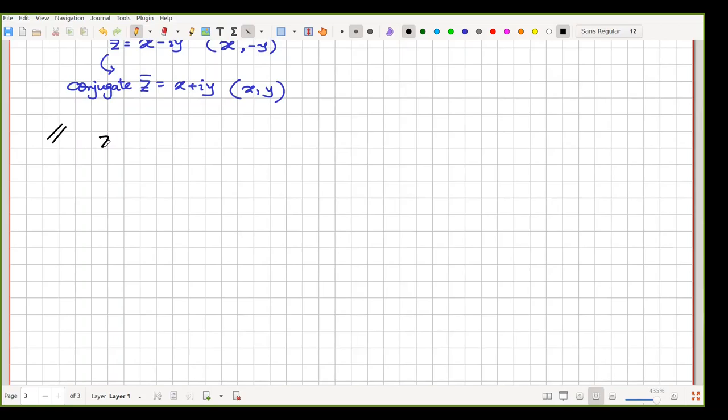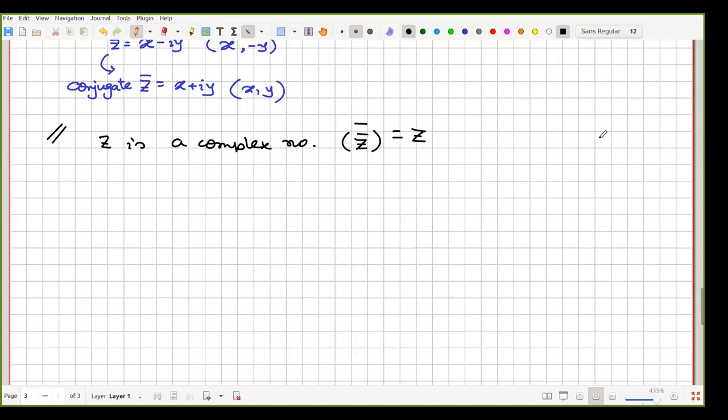Z is a complex number. So the conjugate of the conjugate is the complex number itself. That means at first we are finding its conjugate, then once again we are finding its conjugate. It is going to be the complex number itself. That is the same as a reflection.